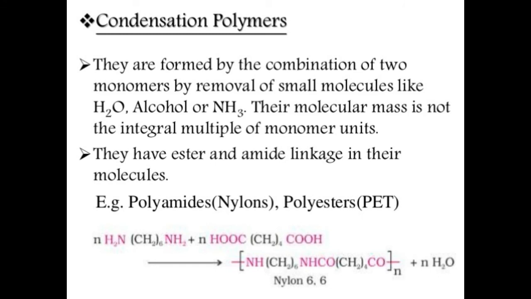Their molecular mass is not an integral multiple of monomer units. They have ester and amide linkages in their molecules. एग्जाम्पल के लिए हम ले सकते हैं पॉलीमाइड्स, पॉलीएस्टर या नाइलॉन्स, पॉलीमाइड्स और पॉलीएस्टर पीईटी. ये सारे एग्जाम्पल्स हैं हमारे कंडेंसेशन पॉलीमर्स के.